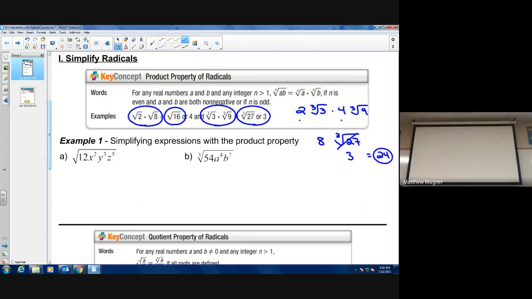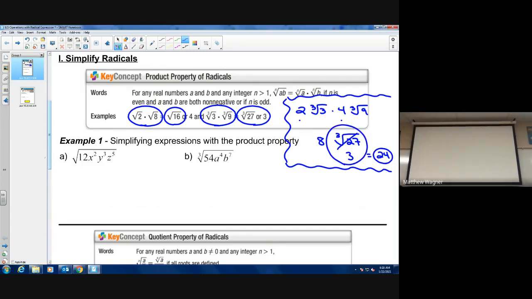Okay, this is kind of an aside over here, but as you simplify radicals, if something's on the outside, it stays on the outside. If something's on the inside, it stays on the inside. And that would be unless you can simplify it down like we did here.